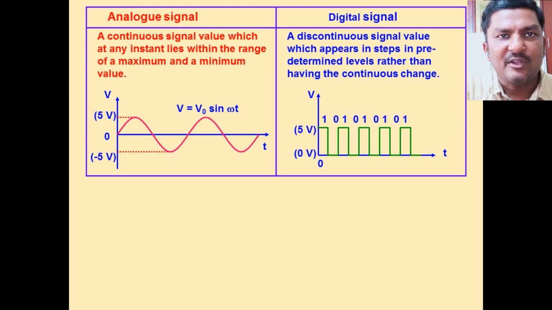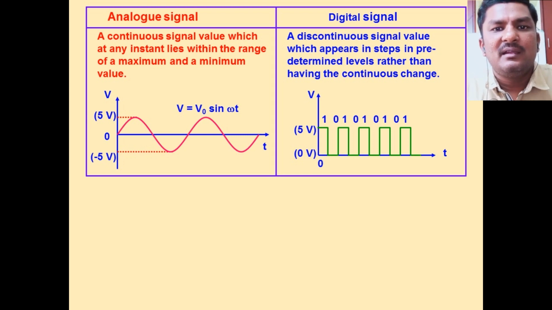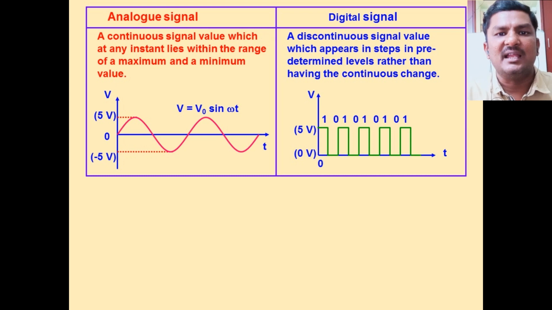Okay, V equal to V naught sine omega t, like that the current I equal to I naught sine omega t. So here the current or voltage changes continuously with time. That signal is said to be analog signal.